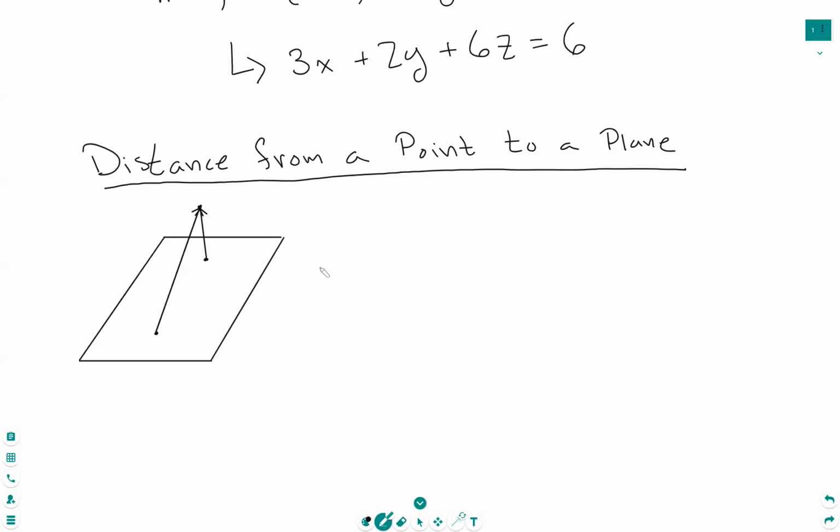So we have the plane that is detailed by ax plus by plus cz is equal to d. We'll have some point p0 that is on the plane. We'll have some point p1 that is above the plane. And point 1 consists of x1, y1, and z1.